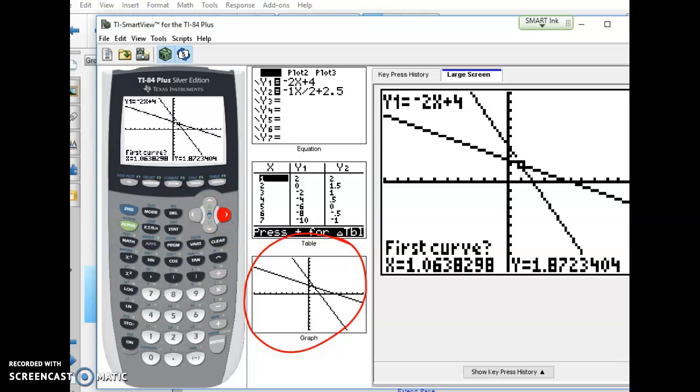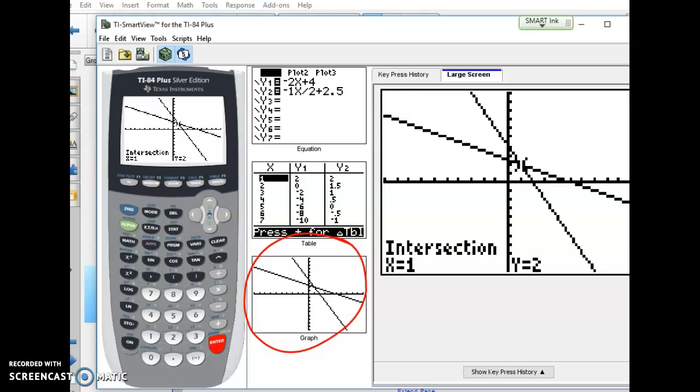Remember, if you press the up and down arrow, it'll just jump back and forth from one line to the next. Make sure you always see this in the bottom of the screen. First curve, question mark. Yep, guess where that is. Second curve, now we're on the other line. Guess that one. And for the third time, just tell me the numbers I need to know, and they intersect at 1, 2, which is what we found when we did it algebraically.